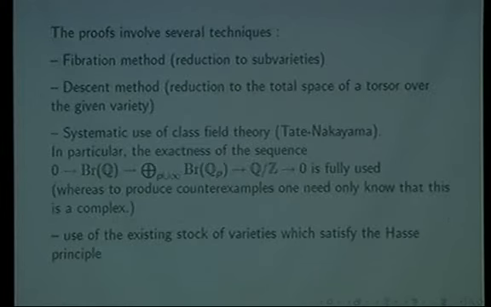Okay, and then we systematically use class field theory, Nakayama, which is a generalization of this exact sequence I showed you before. And again, let me insist that we use the full statement. We not only use the fact that the composite is 0, which is what you use to get counterexamples. We use the fact that it's exact. That is, if we have local invariants which sum to 0, then they come from some global object on the left. And then we use the existing stock of varieties which satisfy the Hasse principle. We build our stock, and we try to create more.